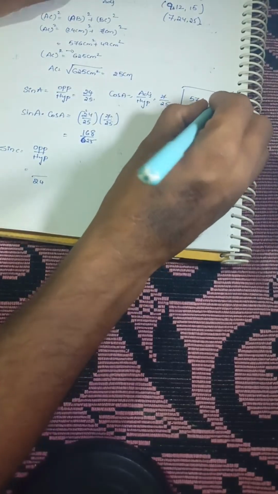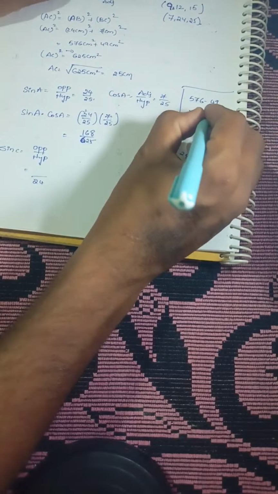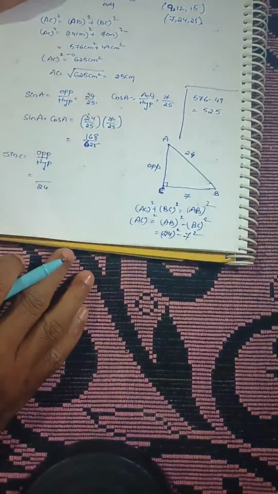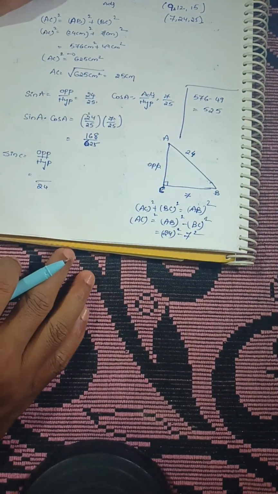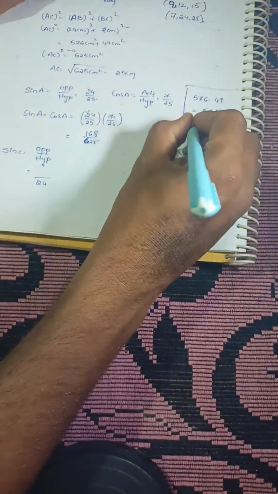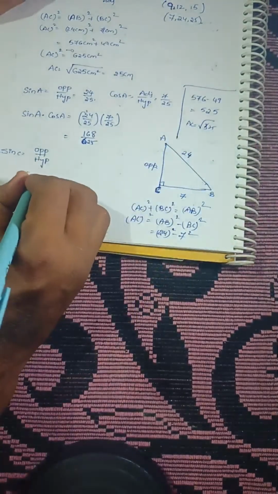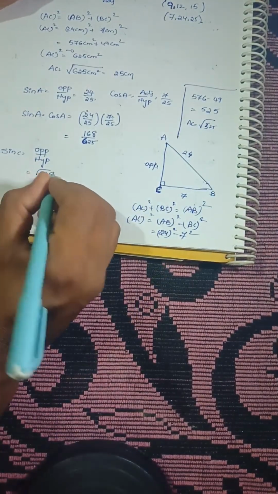576 minus 49. So 16 minus 9 is 7, 6 minus 4 is 2, so we are getting 525. So we are getting the value 525. So AC value becomes root 525. So the square root of 525 we are going to get as the value.